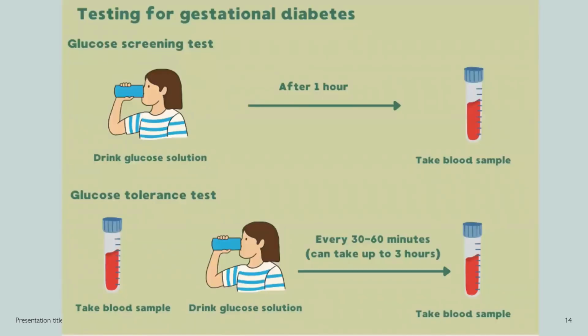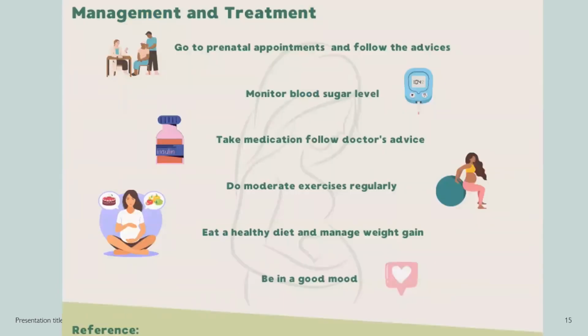In this part, I introduced the two most common gestational diabetes tests, and in the same way, I tried to use fewer words and simple icons to make the process easier to understand. For the management and treatment, I focused more on lifestyle changes like exercise, a healthy diet, and staying in a good mood. It is also important to monitor blood sugar level and go to regular perinatal appointments.